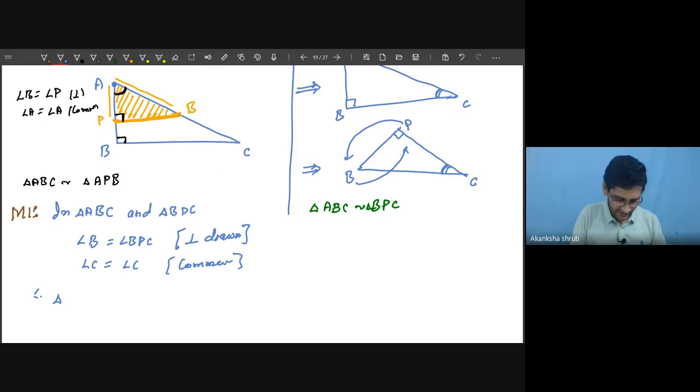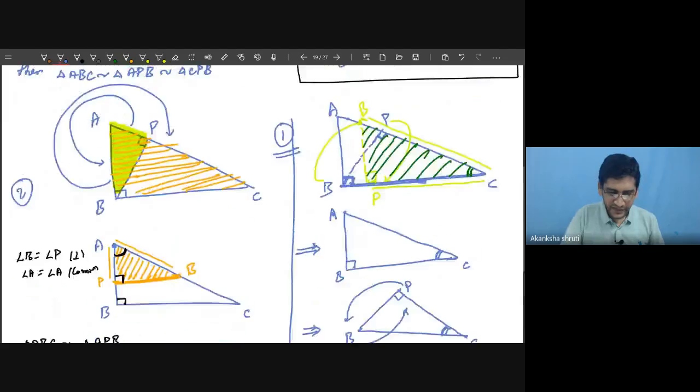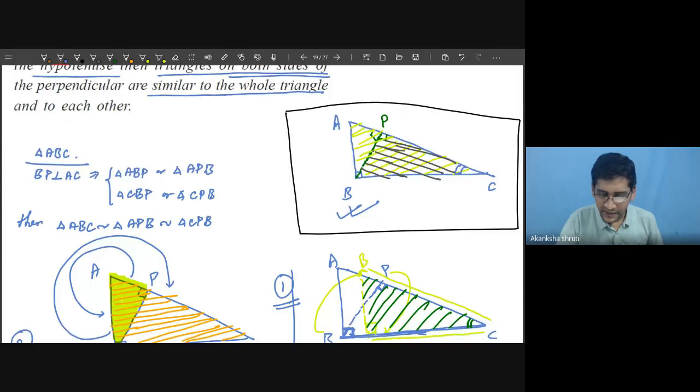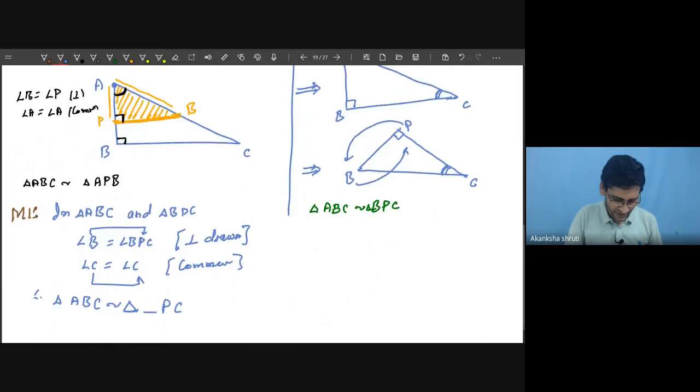Therefore, triangle ABC. Now we have to write the similarity. For that, we have to do the correspondence. A is not known to us, so what is corresponding to A in the new triangle, you can leave it. For this triangle, the first place is vacant. Corresponding to B, it is P, so put P here. Corresponding to C, it is C here. The new triangle that we have drawn is BPC. Obviously, the remaining vertex is only B, so I have to use B here.